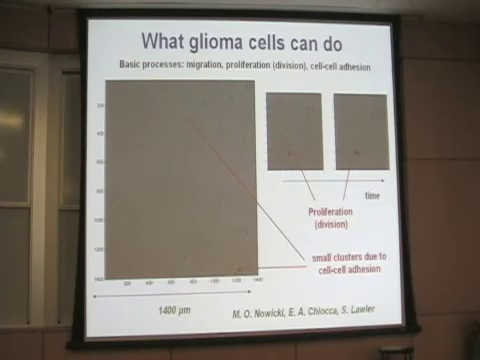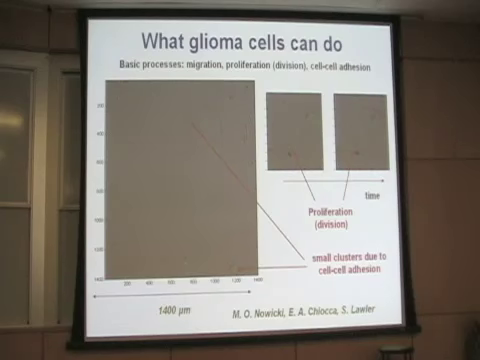I am dealing with glioma cells. The diameter of glioma cells is about 10 microns. So what can those glioma cells do? Here you can see an experimental snapshot, and every green dot here is a cell. Those cells randomly migrate when you put them on a substrate. They can randomly migrate all around the substrate. They proliferate. They may form small clusters due to cell-cell adhesion.